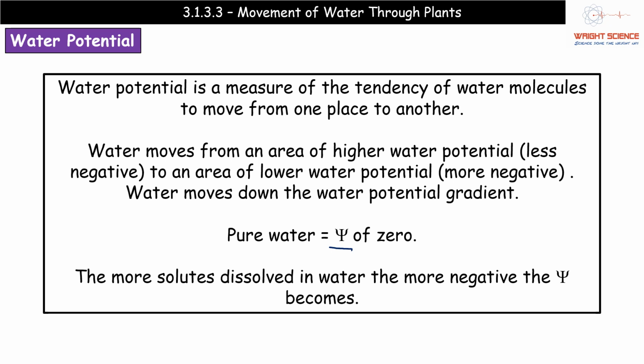If we now dissolve some solutes in that water, what we're going to see is the water potential is going to become more negative. So basically it moves further into the negative region, further away from the 0. So pure water is 0. The more solutes we dissolve, the more negative that water potential becomes.